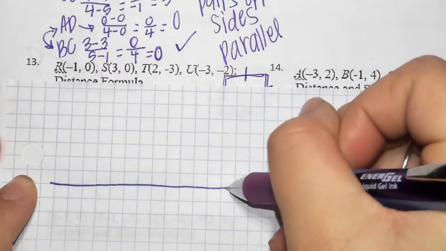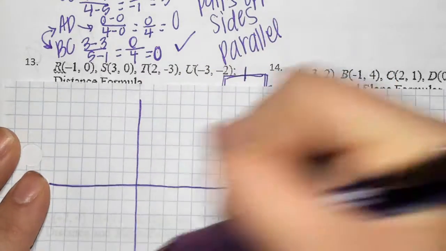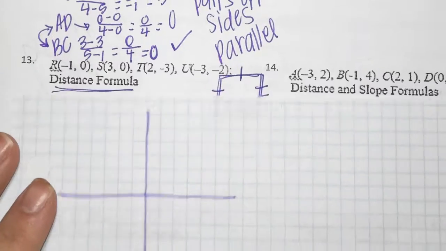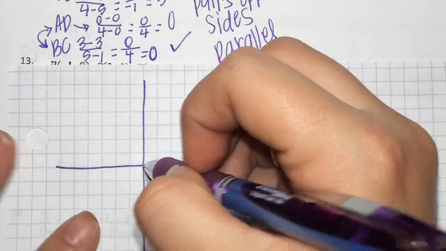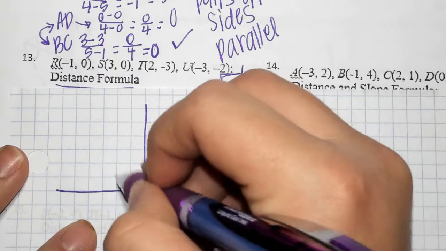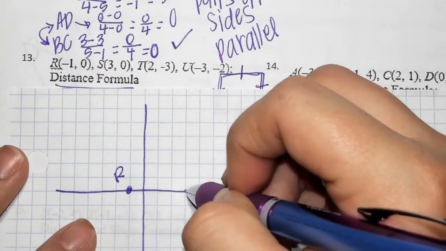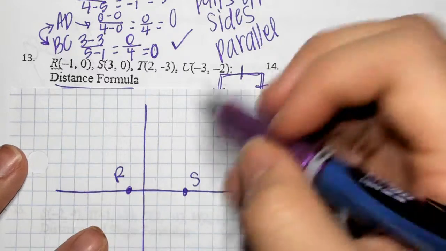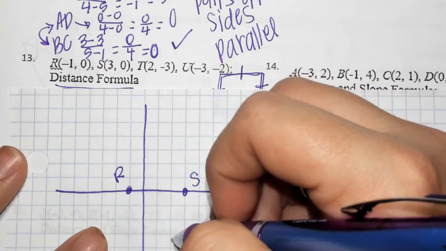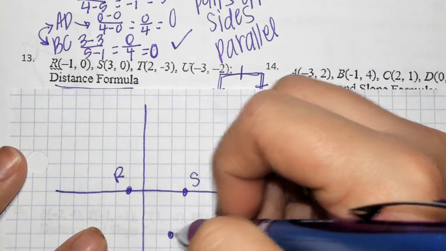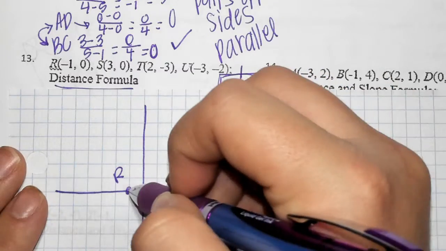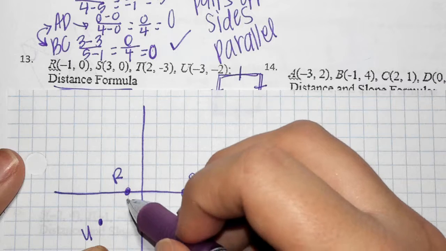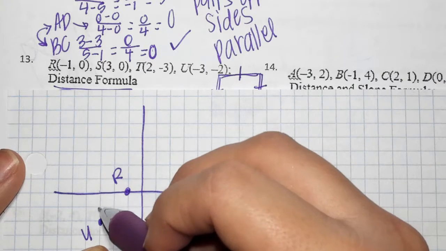So I'm going to make a little graph. And then I might have to use distance because I can't count boxes sideways, right? So let's just see what happens. Negative 1, 0. So here's R. 3, 0. Well, bingo. I don't have to use distance there, do I? 2, negative 3. That's T. And then negative 3, negative 2. That's U. Wait. Negative 3, 2.